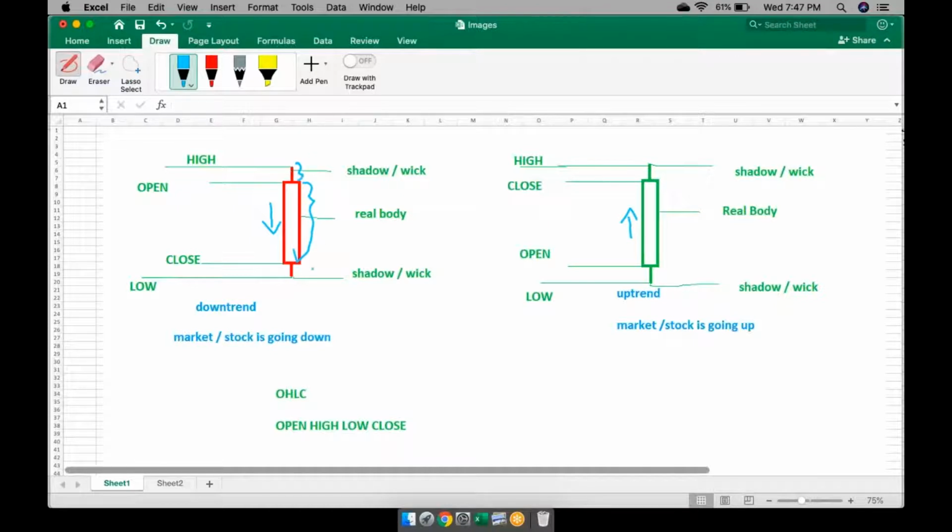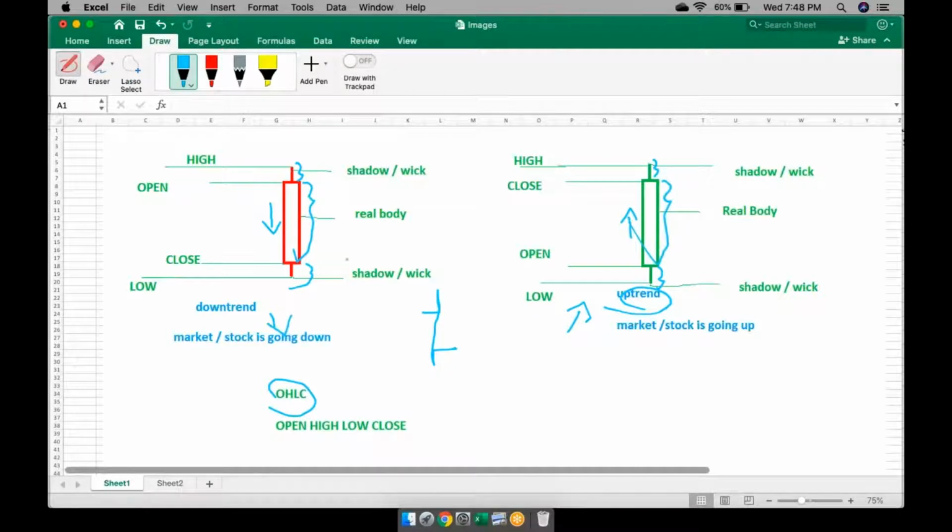Candlestick properties: the body, upper wick, lower wick. A green candle represents an uptrend, and the stock is going up. Next, OHLC, which is very, very important. It tells you the current situation of the market, and if you see the previous day's candle, you can understand what happened on the previous day: open, high, low, and close.